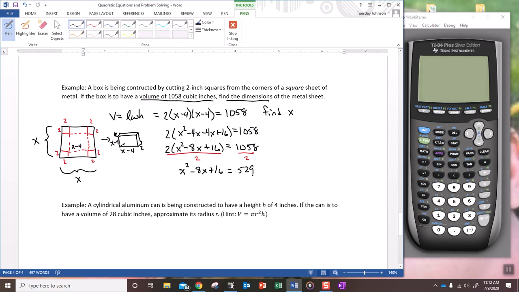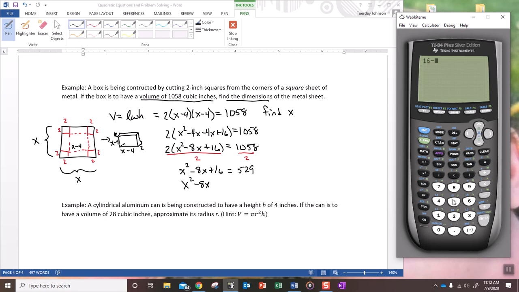Half of 1058 is 529. Now to solve, I'm going to set it equal to 0. So I would like to do a 16 minus 529. All right, I'll be honest, I want to make sure that my 529's right. 16 minus 529 is a negative 513.